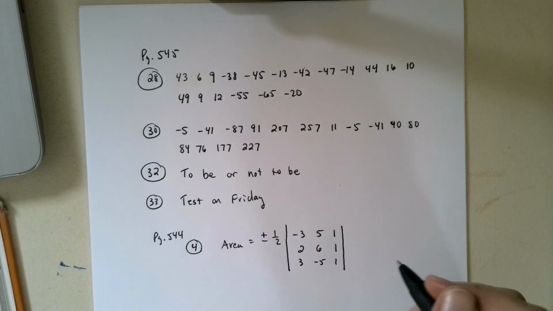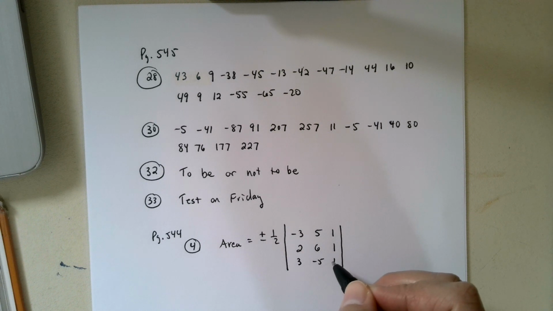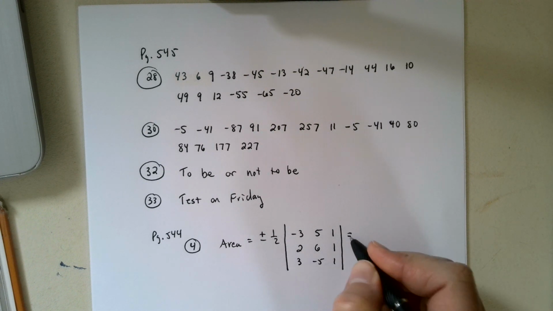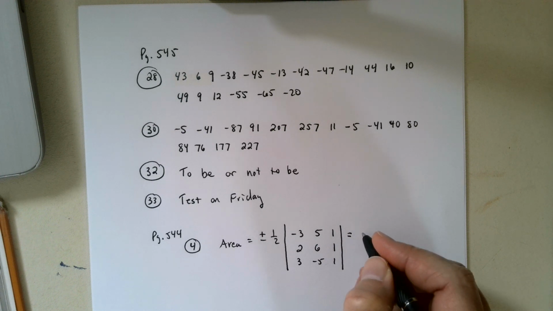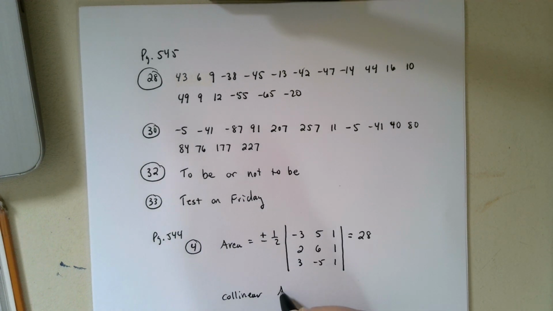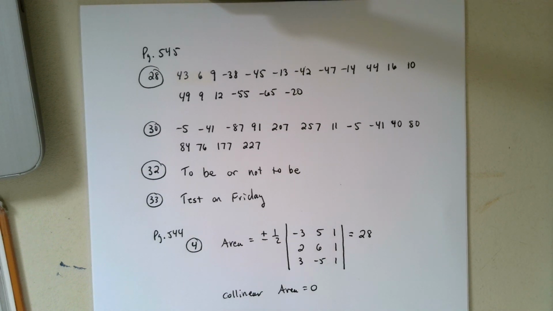And then find your determinant. And be sure you use either positive or negative 1/2 to work it out. And your answer should have been 28. Now remember that collinear points, the area is equal to 0. All right, so hopefully you didn't have any trouble there.